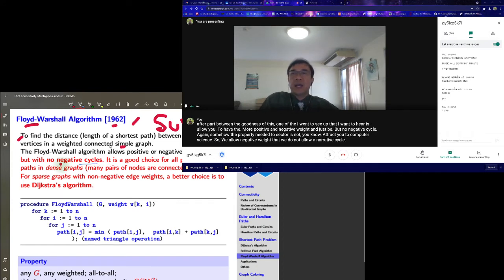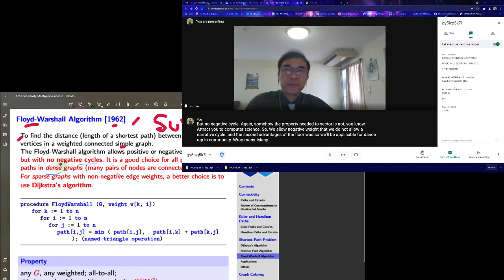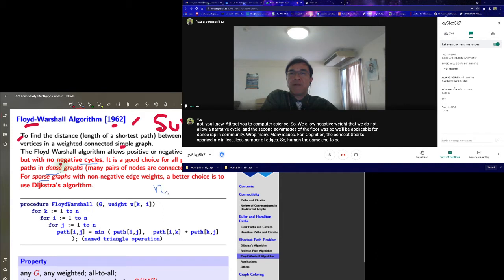And the second advantage of the Floyd-Warshall is that it is applicable for dense graphs. In computing, dense means the graph has many edges. In contrast, the concept sparse means a smaller number of edges. So given the same n to be the number of vertices, for the dense graph you should use the Floyd-Warshall, and for the sparse graph you should try Dijkstra or Bellman-Ford.